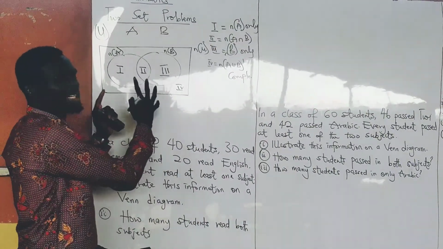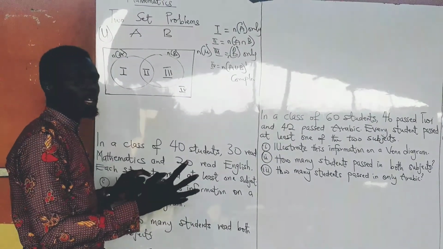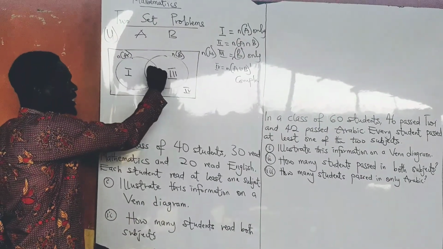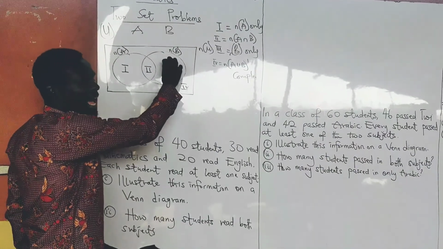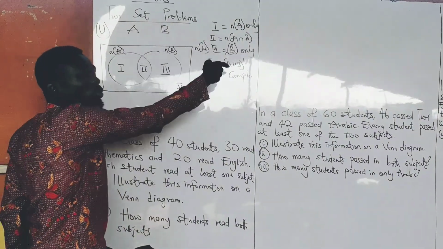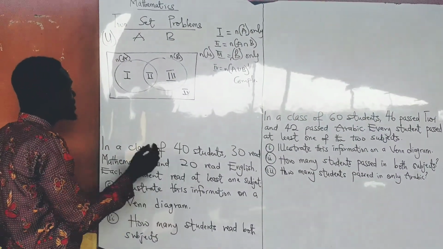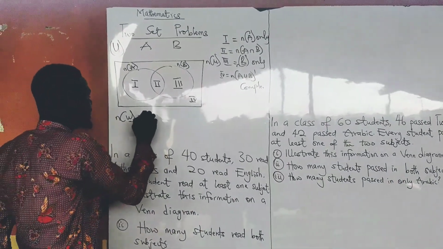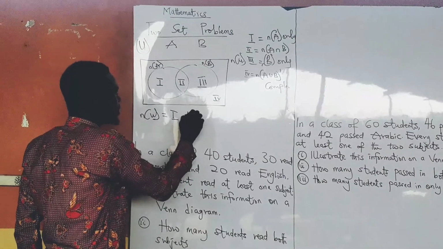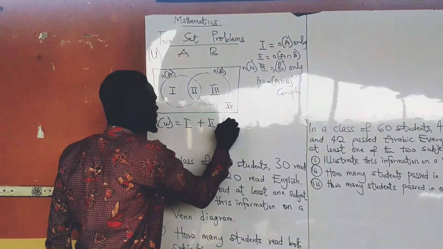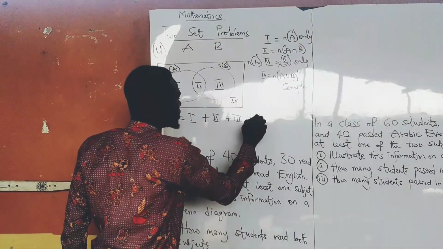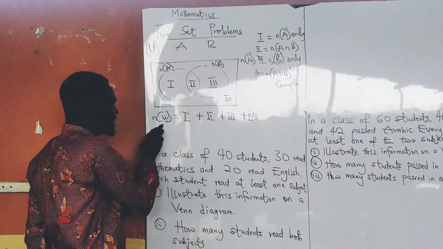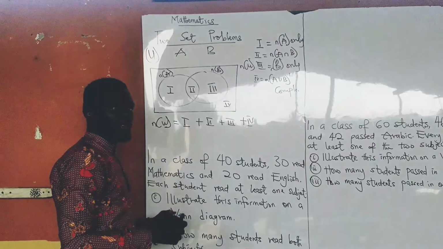So on the Venn diagram, in terms of equation, we say that region I plus region II plus region III plus IV gives you the universal set. So we say the number of U, which is the universal set, is equal to region I plus region II plus region III plus region IV. If you put all these four regions together, it is equivalent to the universal set.